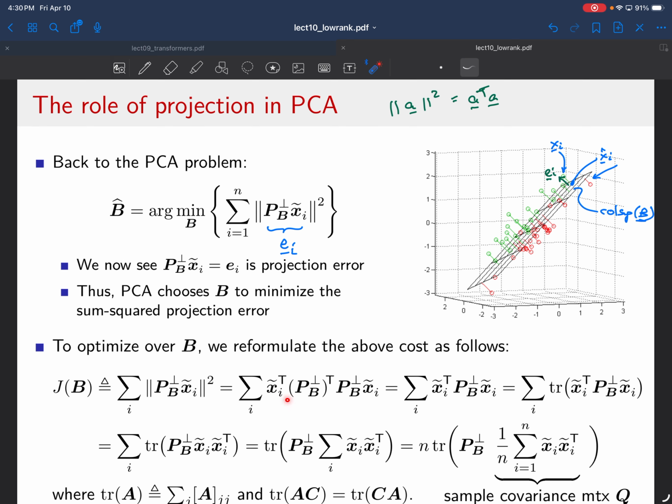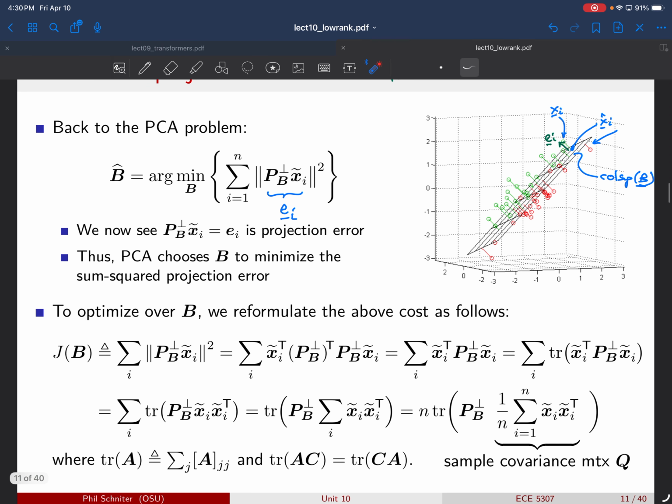Next, we remember that this transpose does nothing because that's a symmetric matrix, so you can imagine getting rid of that. And then because it's idempotent, multiplying PB times itself is the same thing as just PB perp. Okay, so we have the simplified expression here.